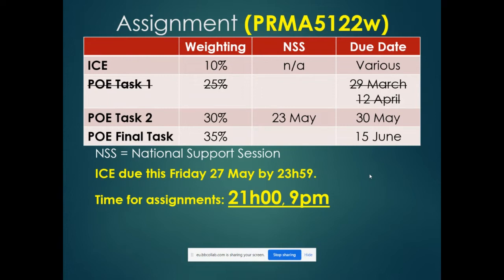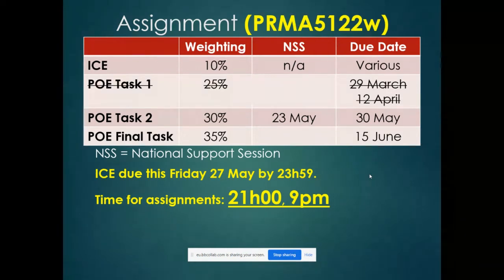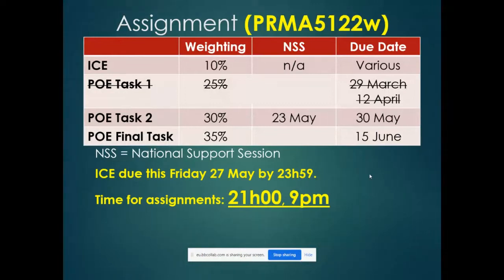Please, can you move forward on the basis that your final task will still be due on the 15th of June until you hear definite confirmation of otherwise, because there's every chance the powers that be will turn around and say, no, we're not shifting that date. But task 2, which is what we're working on primarily now, is definitely due on next Monday, the 30th of May.